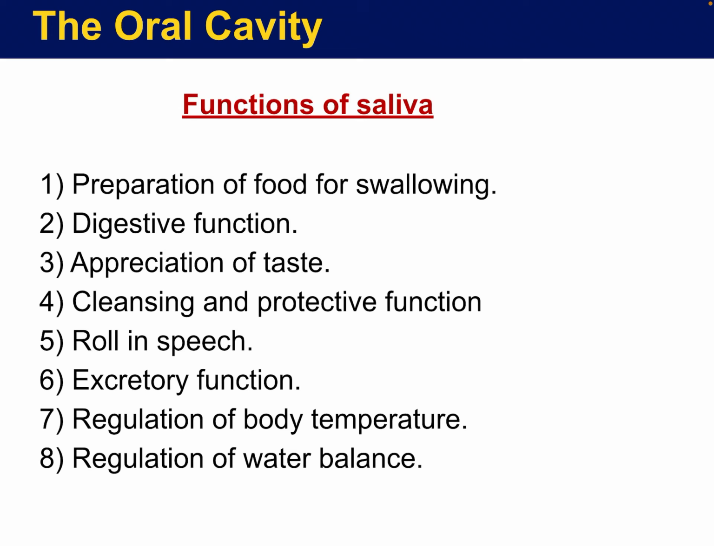Another function of saliva is its role in speech. By moistening and lubricating soft parts of the mouth and lips, saliva helps in speech. If the mouth becomes dry, articulation and pronunciation become difficult. The next function is excretory function.